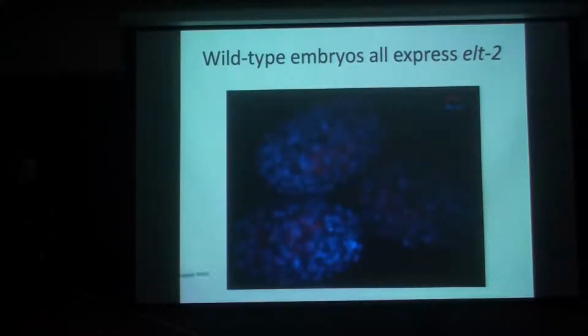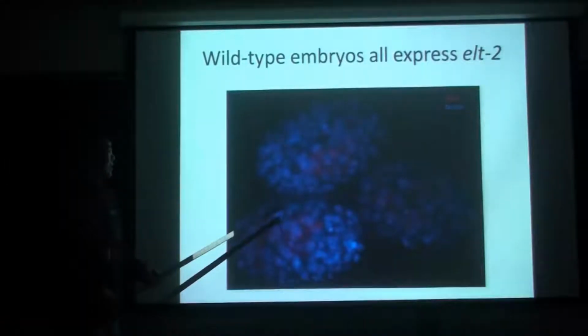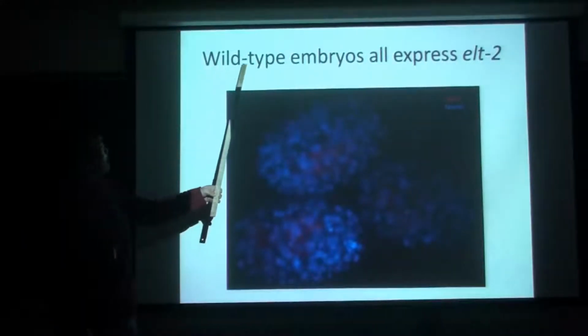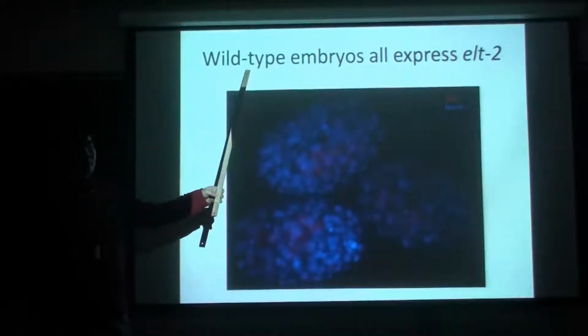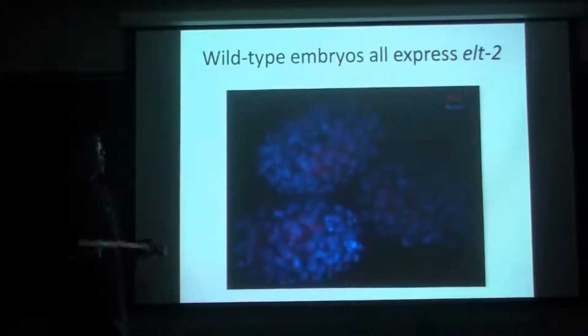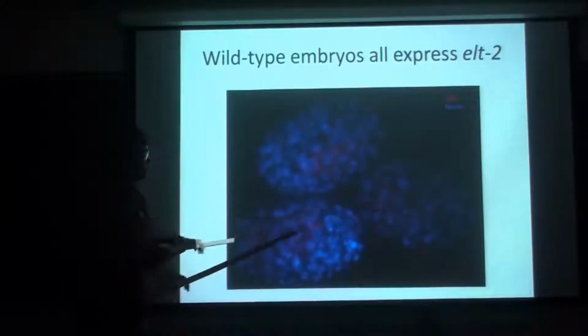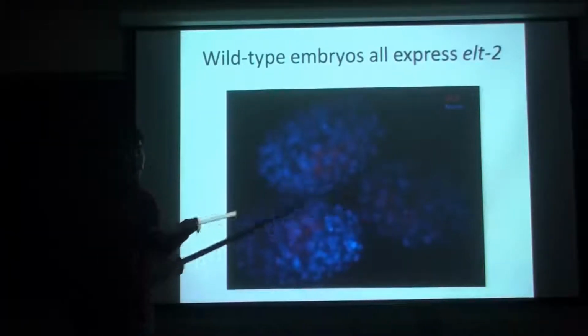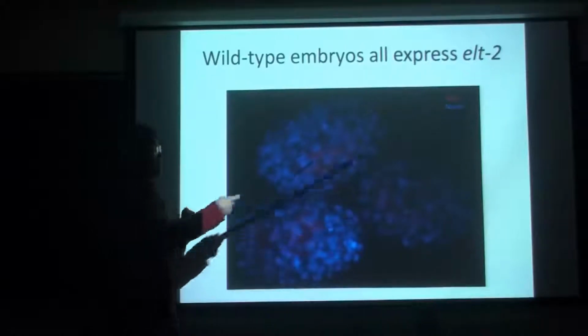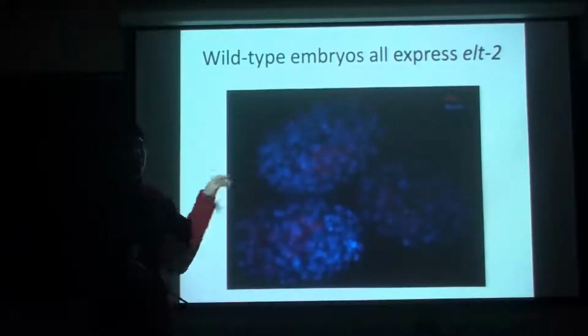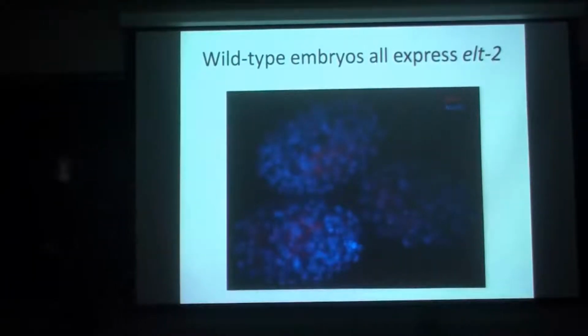All right, so now I'm looking at wild-type embryos. Wild-type means that they are not mutants, normal animals. And then you see there are 3 embryos, and all of them have these red spots. ELT2 genes are being expressed normally.